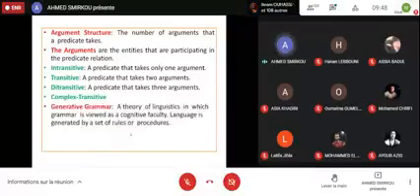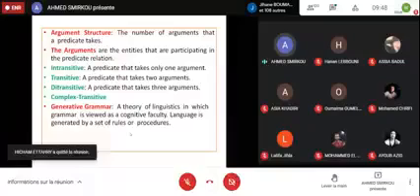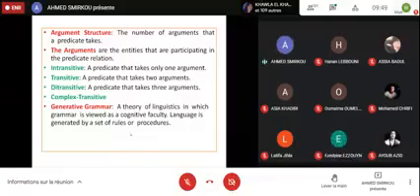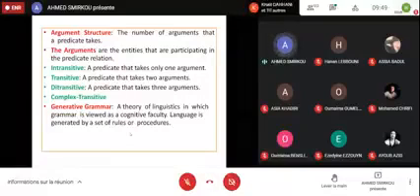Now we move to generative grammar. It's a theory of linguistics in which grammar is viewed as a cognitive faculty. Language is generated by a set of rules or procedures. Look at the word generative. It means that this theory claims that from a limited number of rules, we can come up with infinite sentences. Have you ever asked this question: how can we produce infinite sentences when we have a limited set of rules?